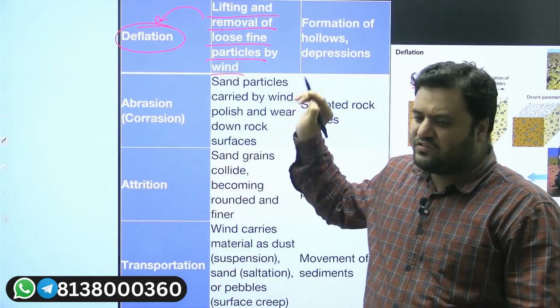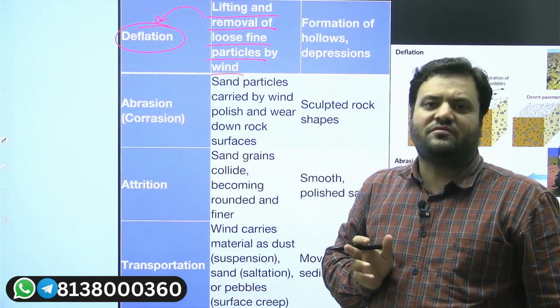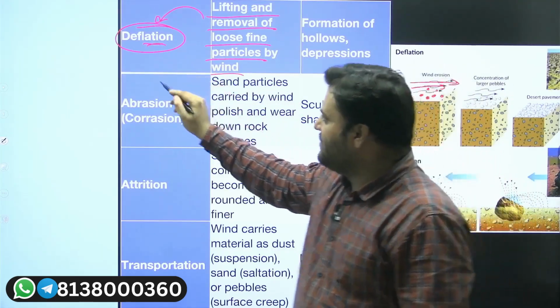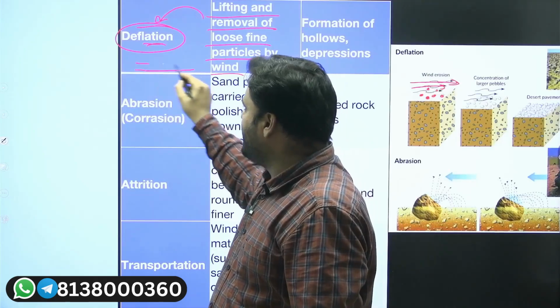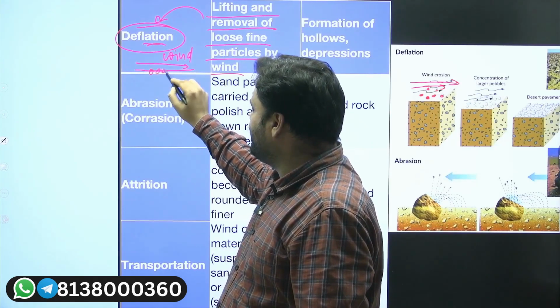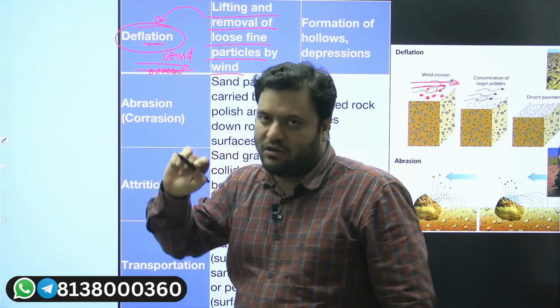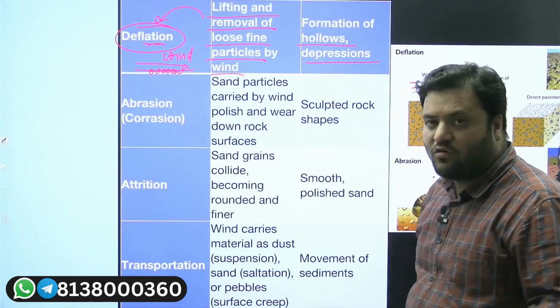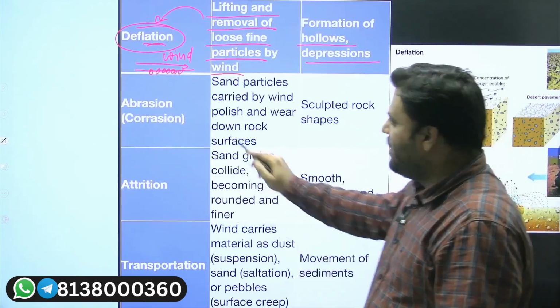Here we have these fundamental processes associated with Aeolian landforms. Deflation is simple: when we have a surface and wind uplifts the loose material of the surface, that is called deflation. As a result of deflation, we see the formation of hollow depressions.